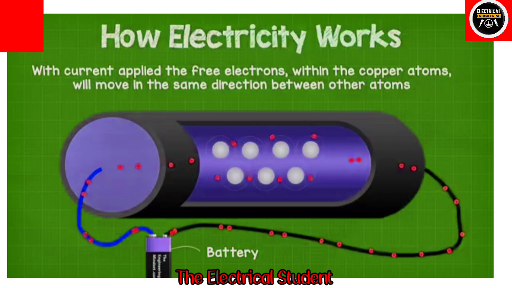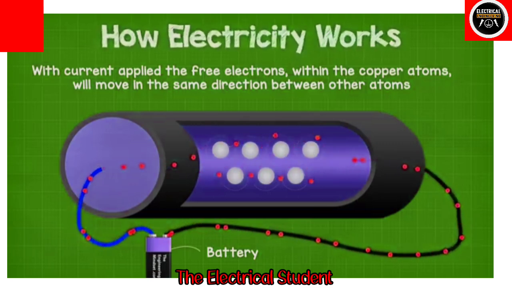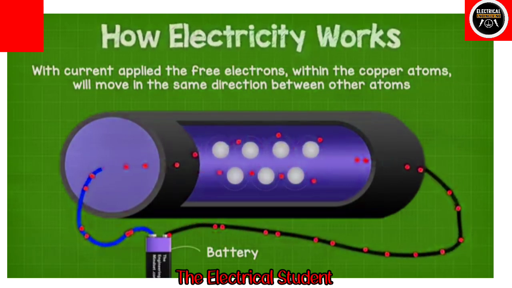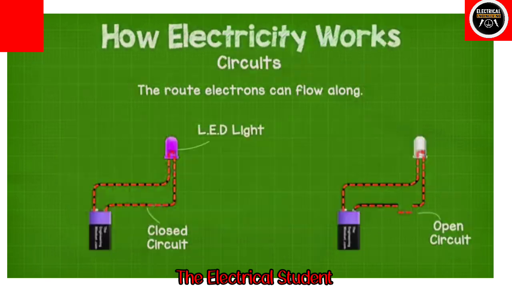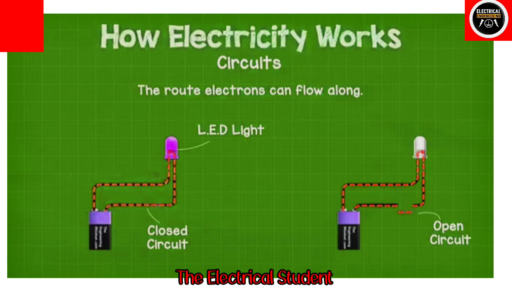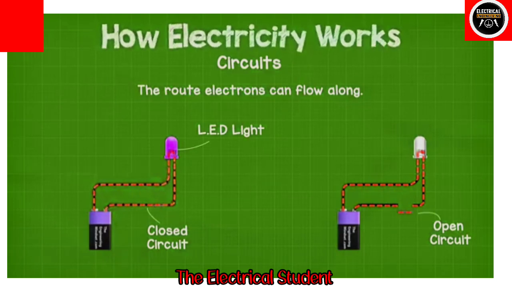If we then connect the slice of copper cable to a closed circuit with a power source, such as a battery, then the voltage will force the electrons to move, and these will then all flow in the same direction to try and get back to the other terminal of the battery. When I say circuit, this just means the route which electrons can flow along between the two terminals, the positive and the negative, of a power source.